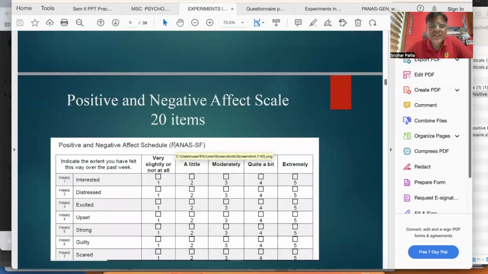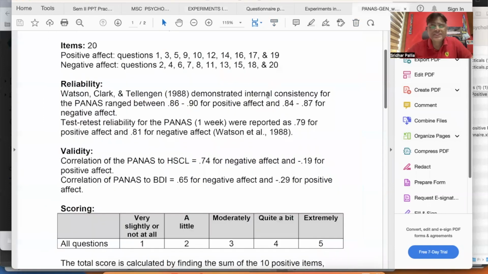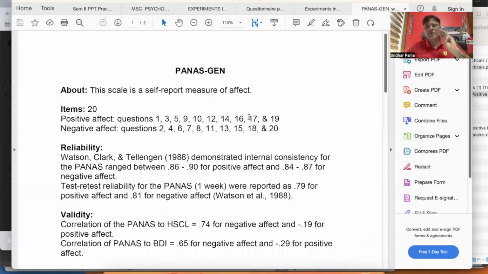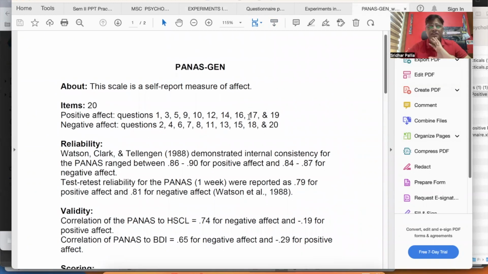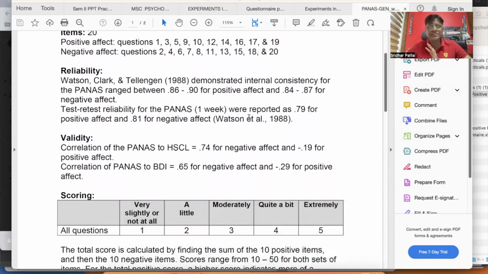Essentially this questionnaire has 20 items. When I say 20 items, I mean 20 questions. I have it here. I've downloaded this and also uploaded it in the drive. So the PANAS general scale contains about 20. Mind you, there are 3 different forms of PANAS: the PANAS general, the PANAS short form, and the PANAS-X, which is the long form and has 60 questions. What we are looking at is the PANAS general or PANAS short form, which has 20 questions.